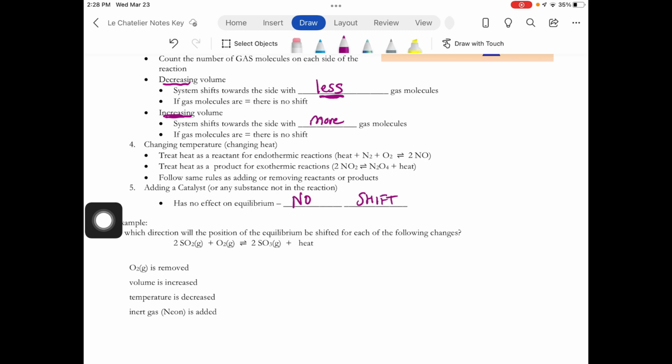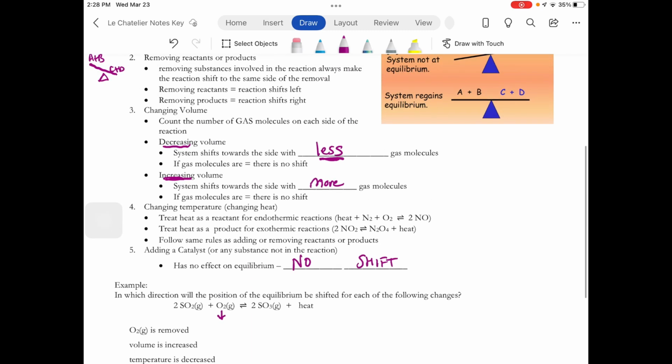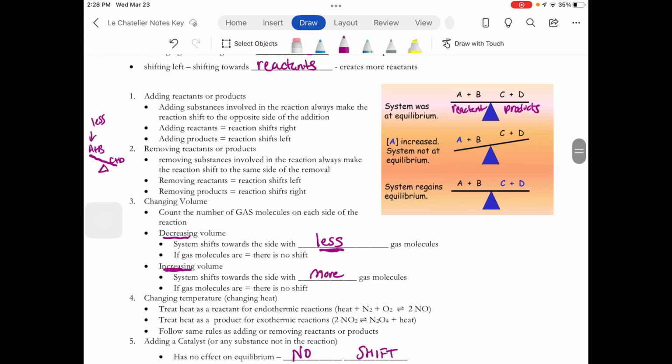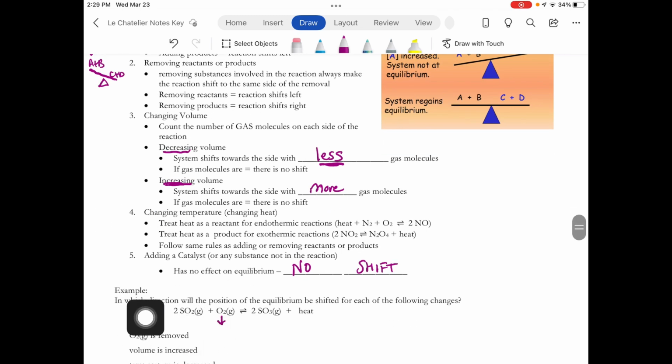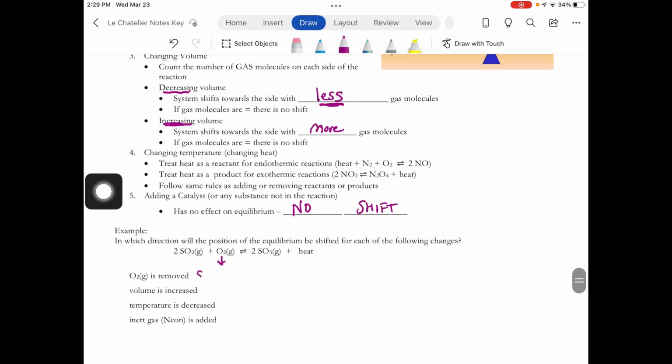So O2, if we decrease this O2, that means you're removing that reactant. If you remove substances involved in the reaction, they always shift to the same side of the removal. If you remove the reactant, since it's on the left, it's going to shift towards that. So the reaction is going to shift left.